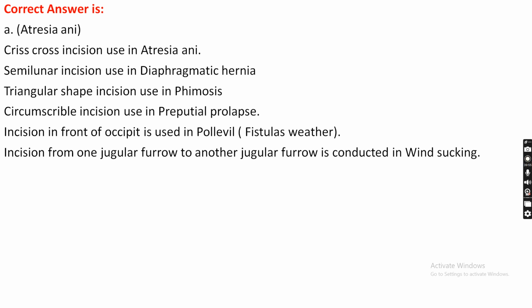Incision is done in front of the occiput in case of poll evil, that is fistulous withers cases. While an incision from one jugular furrow up to the other jugular furrow is conducted in case of wind sucking conditions.